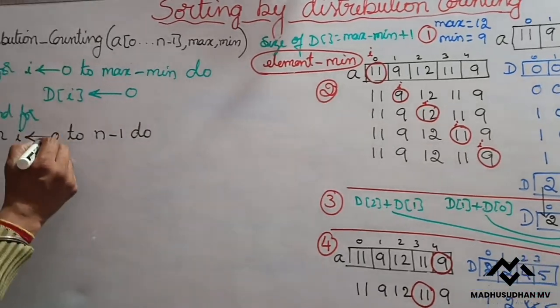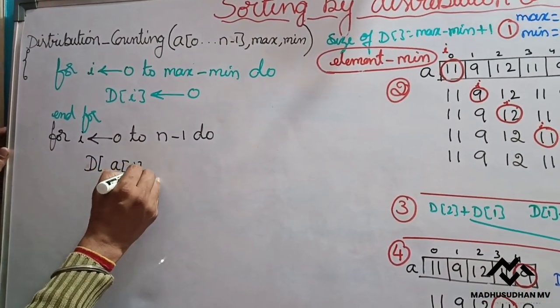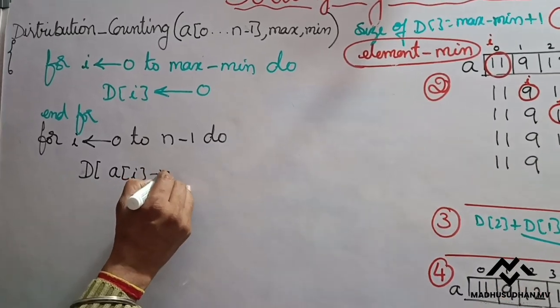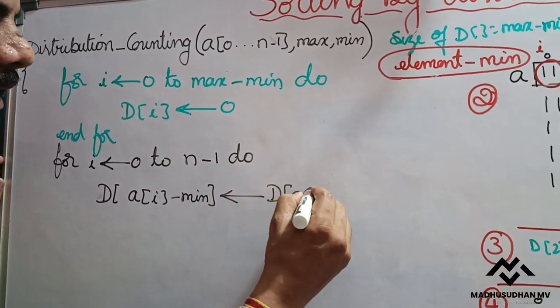So what do I have to do? Now in D, the element is A of I. The ith element minus minimum, that is the index in D. That one I incremented. That's it.